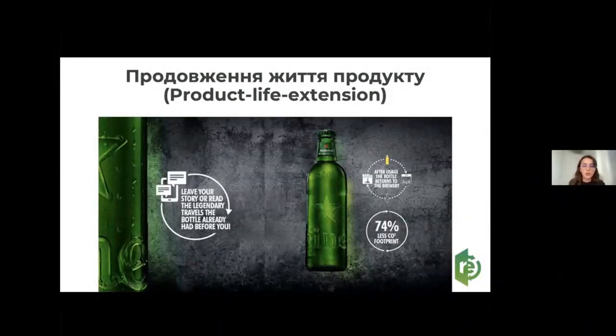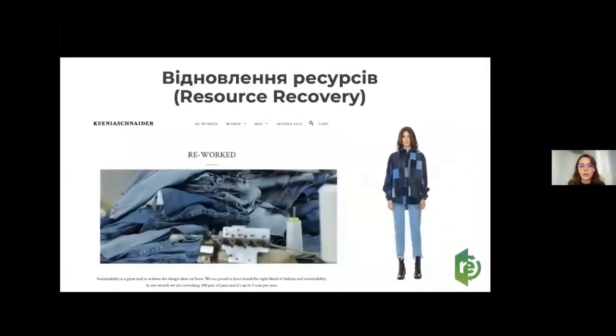Heineken, for example, created this new bottle, which becomes better looking as it is used. Each bottle also has its own unique story that the consumer might view in a special app. So the longer the bottle travels, the cooler it becomes. The CO2 footprint is reduced by some 74%, according to the company itself.